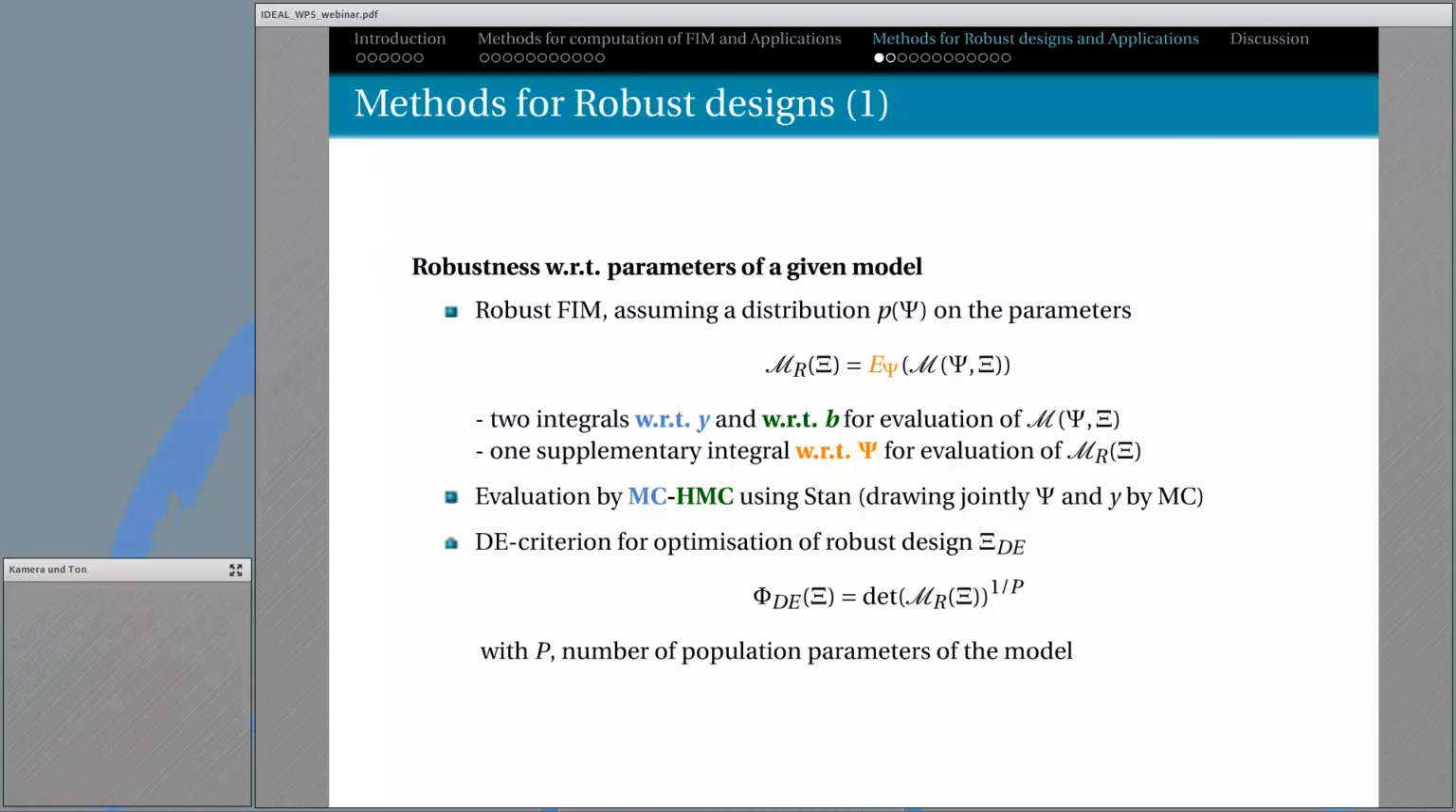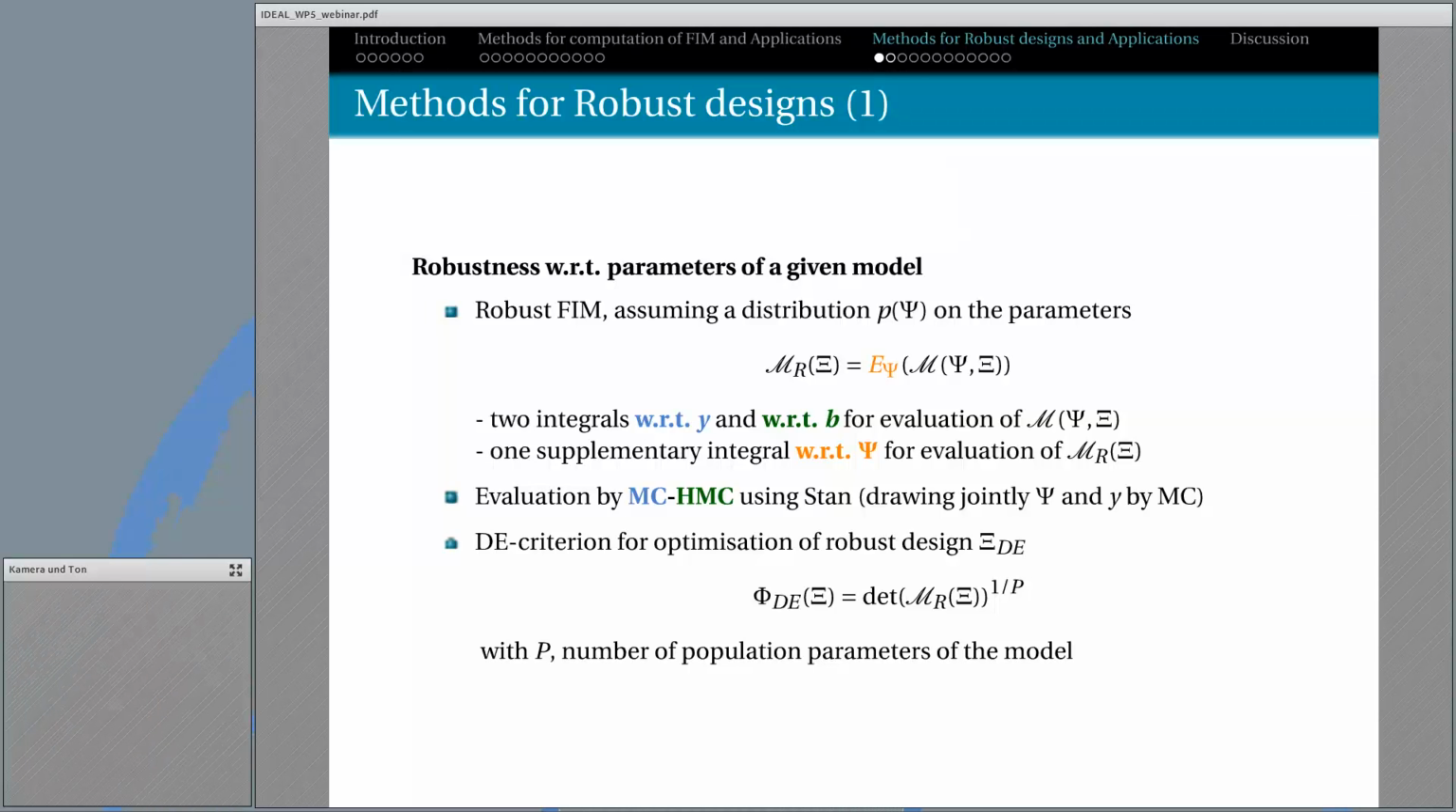Then you can compute what we have called M_R, which is a robust Fisher information matrix, which is the expectation over psi of the Fisher information matrix that you would get for each psi. So remember, to compute M, we had two integrals, one with respect to y, one with respect to b, and now we're adding a third integral, which is with respect to psi. And this is a new development. The way we've done that is using again MC HMC in Stan, but the first step, the integral on y, is done jointly by the integration on y and psi. So it's a direct extension of the previous methods, which was available in MixFIM, but this approach is not yet available in the CRAN package.